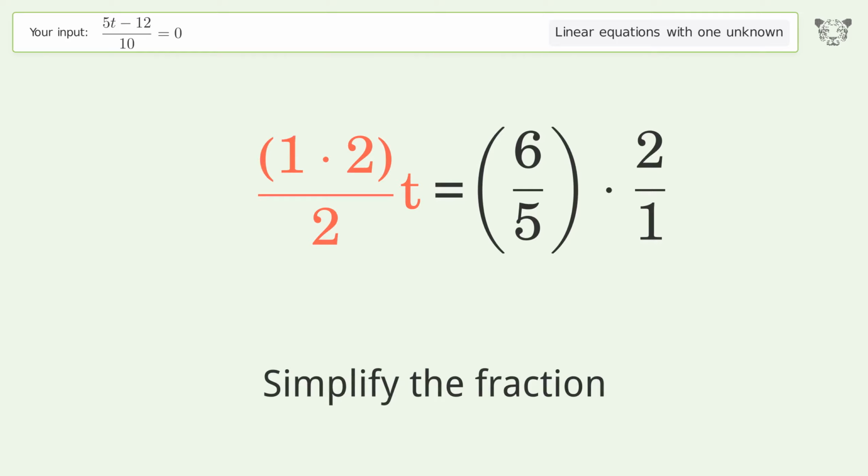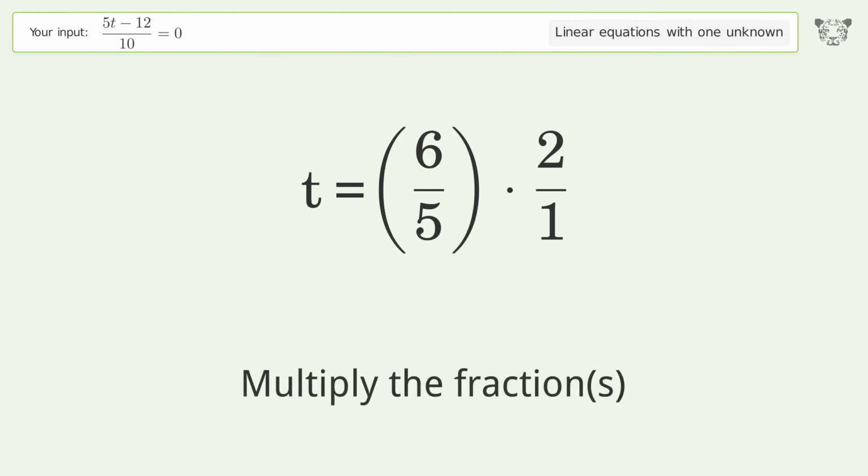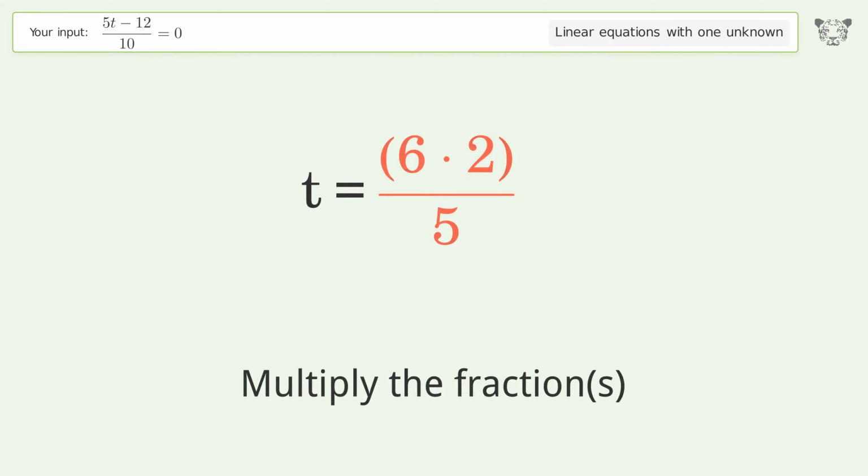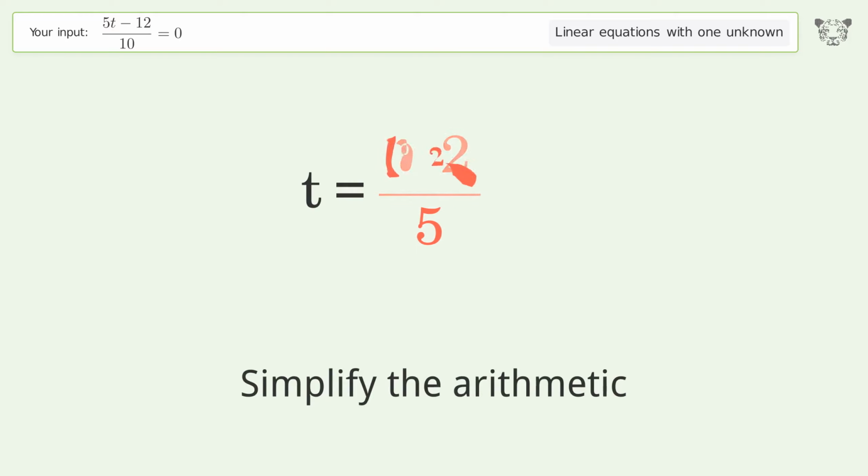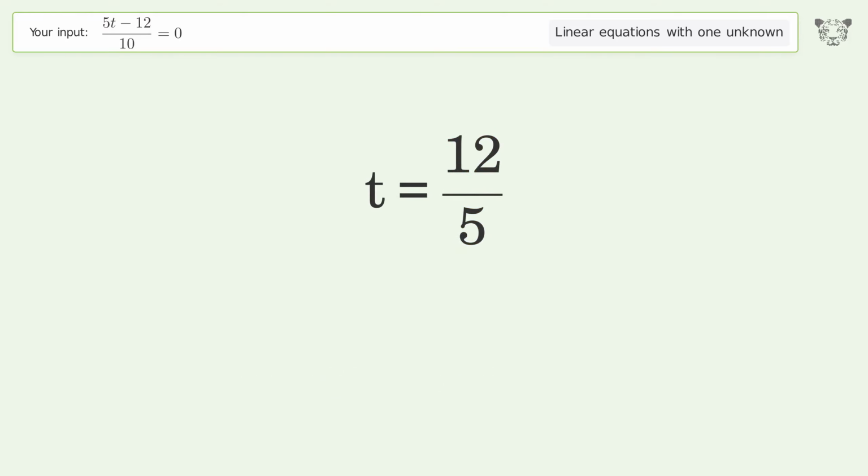Simplify the fraction. Multiply the fractions. Simplify the arithmetic. And so the final result is t equals 12 over 5.